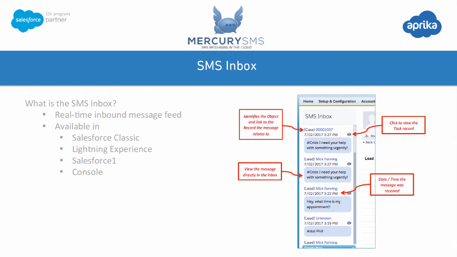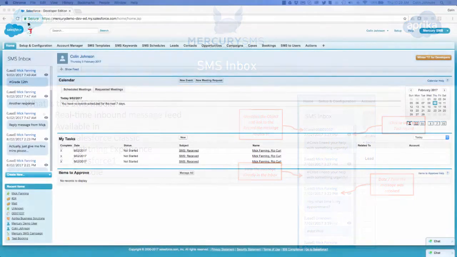Now you're able to add the SMS Inbox into your sidebar inside Salesforce Classic. You can add it to the homepage of Lightning Experience. You can also access it via Salesforce One, and what's really cool is you're able to add it to your Service Cloud console. So first of all, let's take a look at the SMS Inbox inside Salesforce Classic.